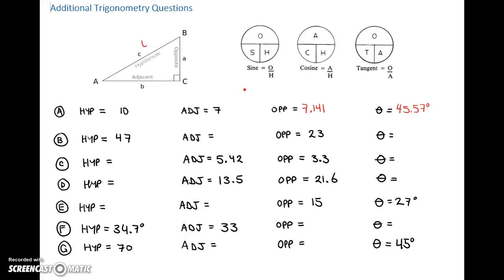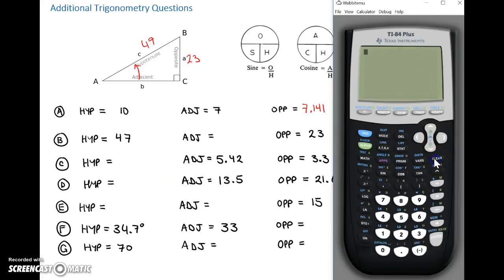The second one has a hypotenuse of 47, and we've got an opposite of 23, and we need to find the angle. The angle is between here and here, between the adjacent and the hypotenuse, always. And we need to find the adjacent. So let's do Pythagoras first. We have two sides of the triangle. We're trying to find the third.